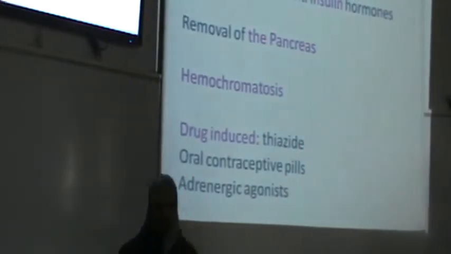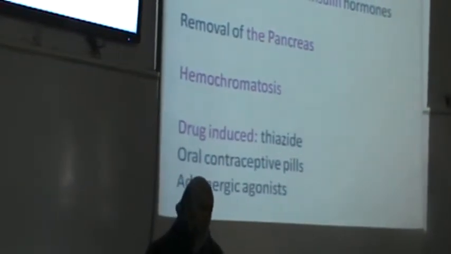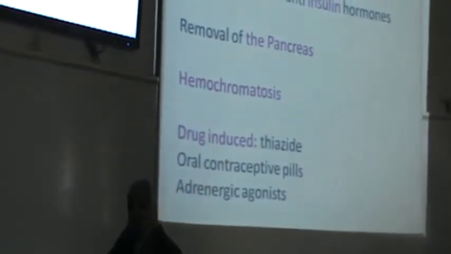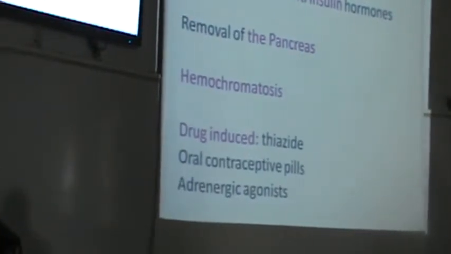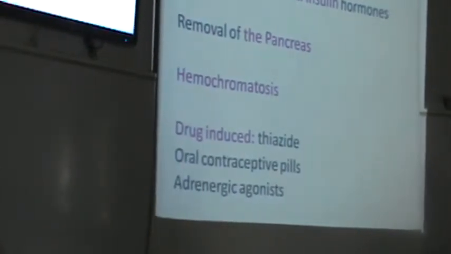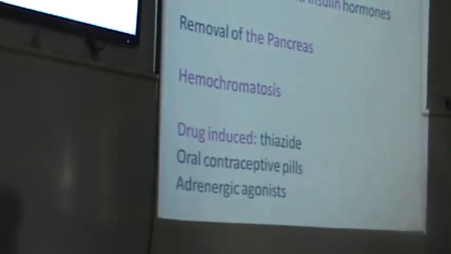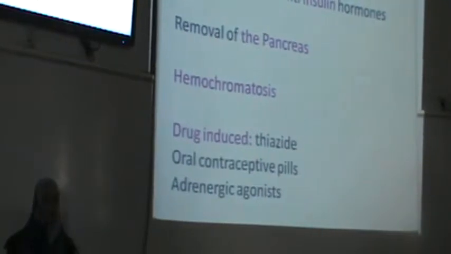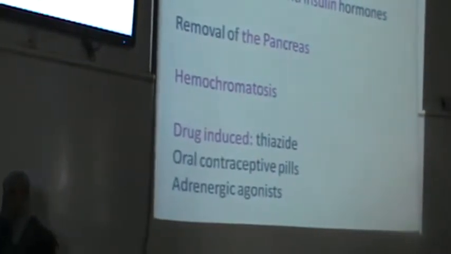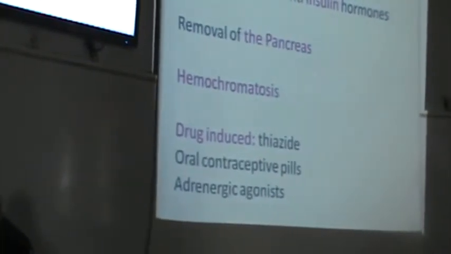diuretics. And all the people who have hypertension, okay, they take what? They take diuretics. One type especially, the thiazide diuretics. Okay? Thiazide diuretics. Or contraceptive pills are also or may also be a cause, though not usual. Okay? Not too much.